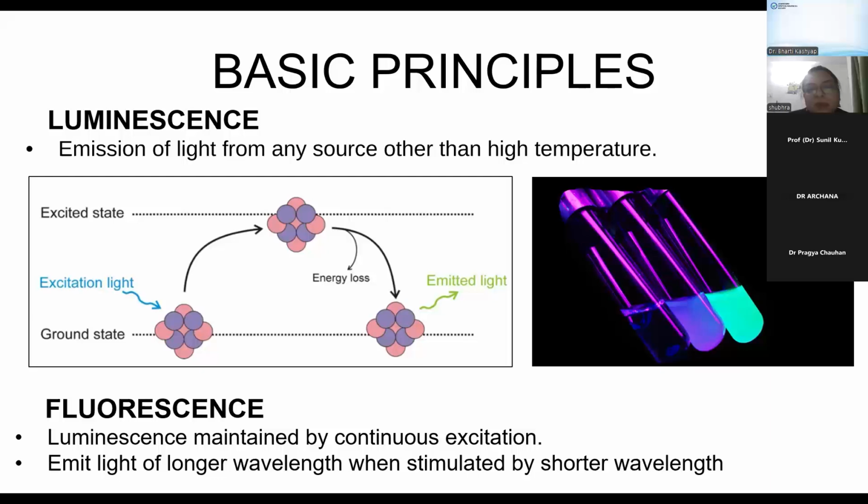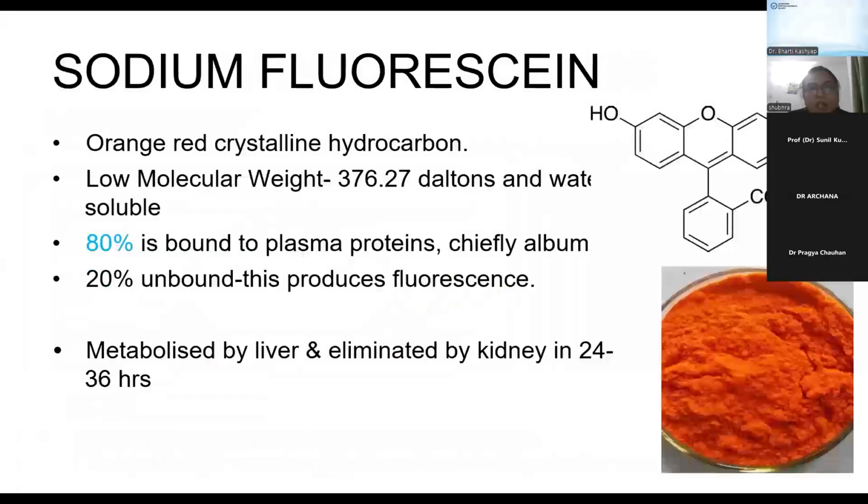So luminescence, which is maintained by continuous excitation, constitutes fluorescence. Okay. So this structure will emit light of a longer wavelength when it is stimulated by a shorter wavelength. So the dye we use is sodium fluorescein. It is a low molecular weight protein.